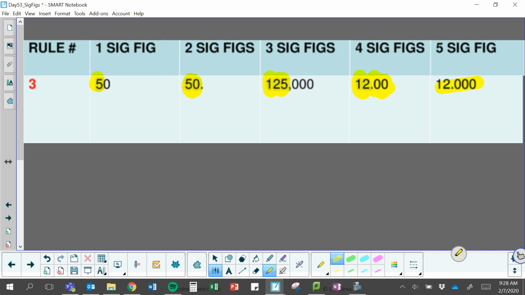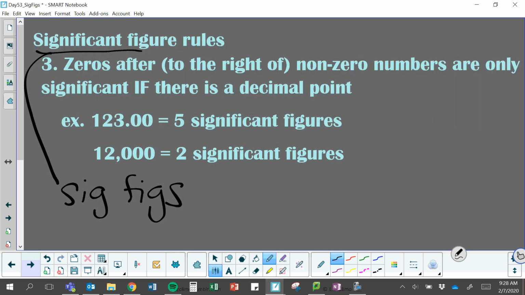One thing you might notice is that whenever we have zeros that are trailing, or on the right side of our non-zero number, they are significant only if there is a decimal. So this 0 isn't sandwiched, but it has a decimal, so we're counting it as significant. Same with here. This has a decimal point, so the zeros on the right are significant. This number here, there's no decimal point, so the trailing zeros are not significant. So that is our rule 3.